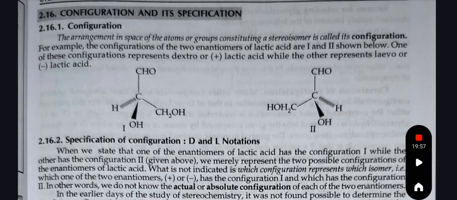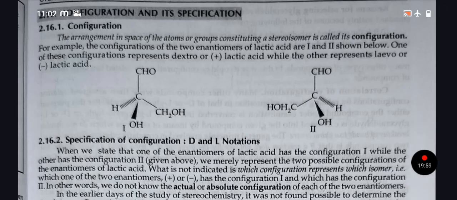Configuration and its specification. Configuration: the arrangement in space of the atoms or groups constituting a stereoisomer is called its configuration. For example, the configurations of the two enantiomers of lactic acid are 1 and 2 shown below. One of these configurations represents dextro or positive lactic acid, while the other represents levo or negative lactic acid.